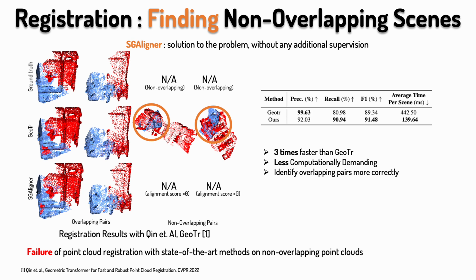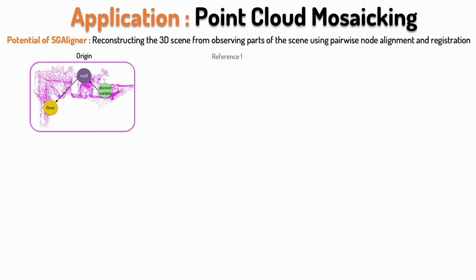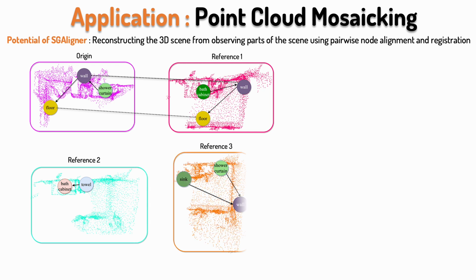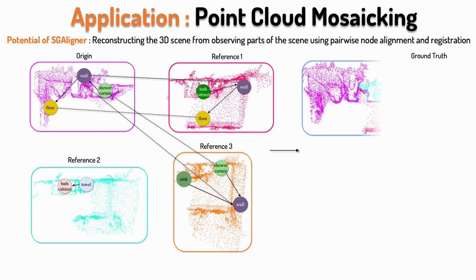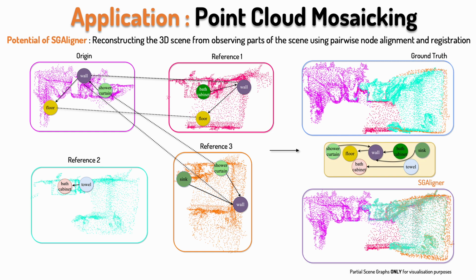We further demonstrate the potential of SGAligner on 3D point cloud mosaicing, that is, reconstructing the 3D scene by observing parts of the scene. Please note that there is no guarantee that all partial clouds overlap with the one chosen as origin. Although this falls outside the scope, our approach still performs comparably to geometric registration methods on the aspect of accuracy and completeness of the resulting reconstruction.